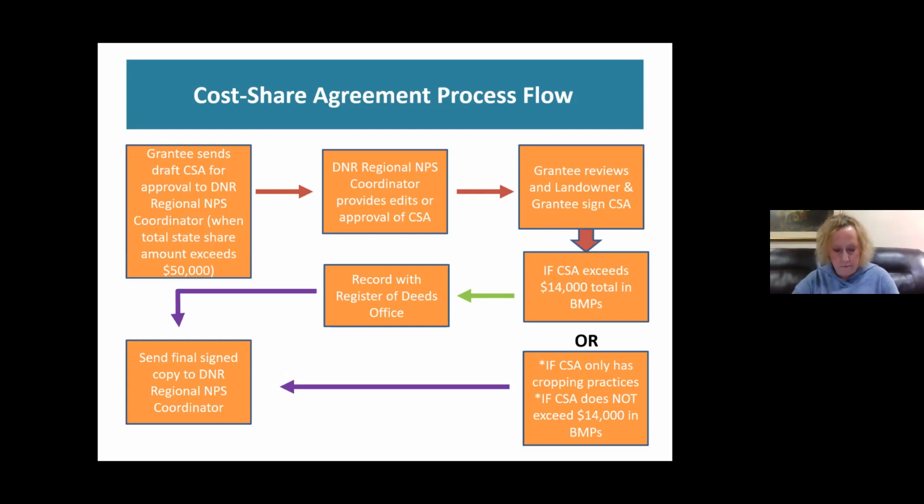And just for clarification, any other contract that exceeds $14,000 in total BMPs, but may not exceed the $50,000, would just require the recording. It would just not be done through the regional coordinator. That's correct. Let's say it's got structural BMPs that are $20,000 total, you wouldn't need that preliminary review and approval, but you'd still have to record it on the deed.